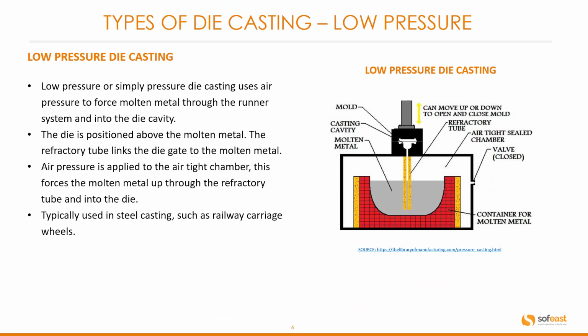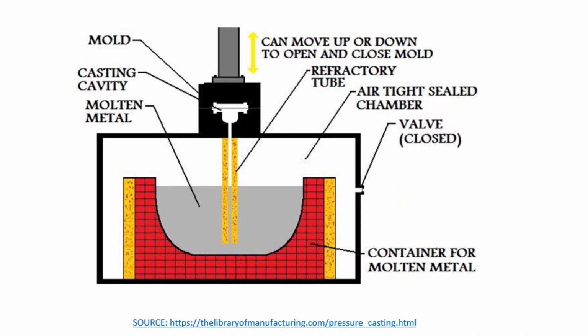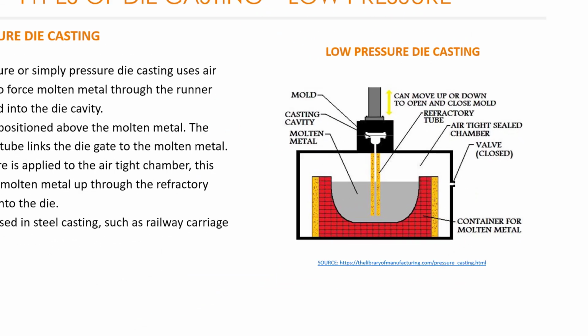Let's have a quick overview of low pressure die casting. Low pressure, or simply pressure die casting, uses air pressure to force molten metal through the runner system and into the die cavity. The die is positioned above the molten metal. The refractory tube links the die gate to the molten metal. Air pressure is applied to the airtight chamber. This forces the molten metal up through the refractory tube and into the die. Typically used in steel castings such as railway carriage wheels. You can see the layout of a low pressure die casting process here.